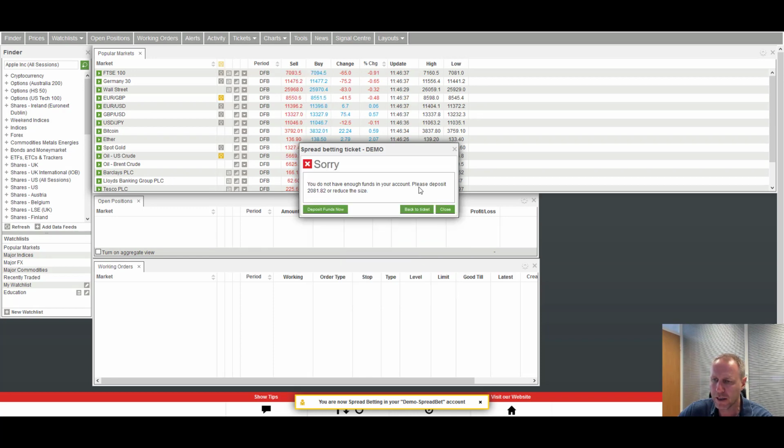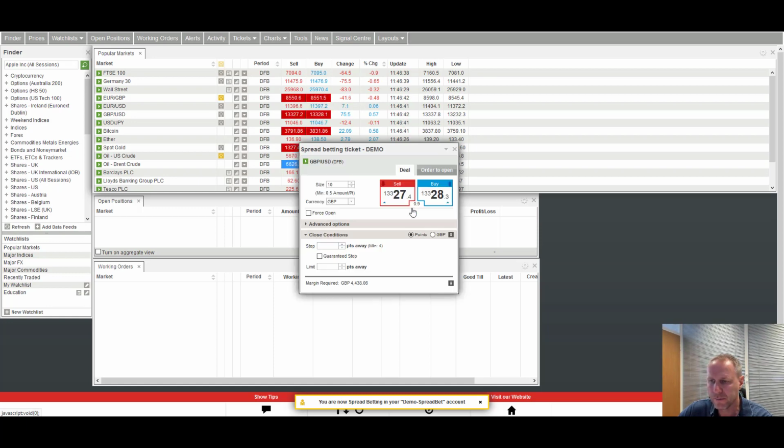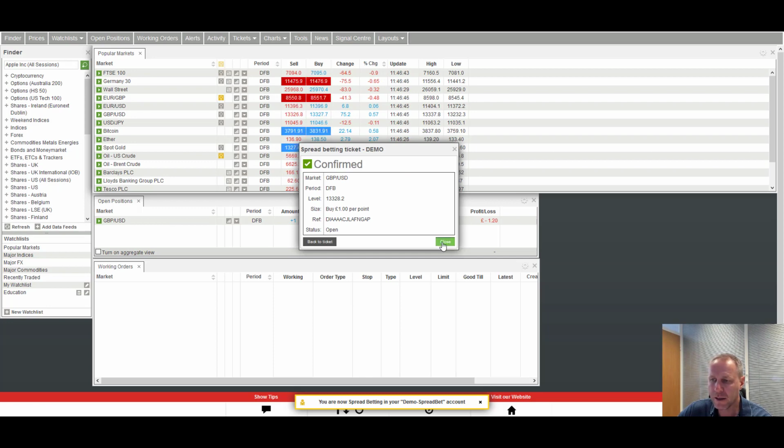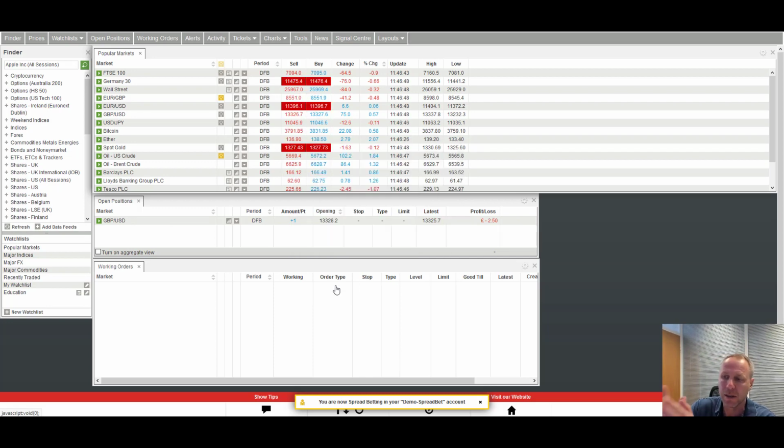You don't have enough funds in your account. That's because of that CFD thing that I was doing. If I go down lower to £1, I have to reset the demo. You can certainly reset the demo.